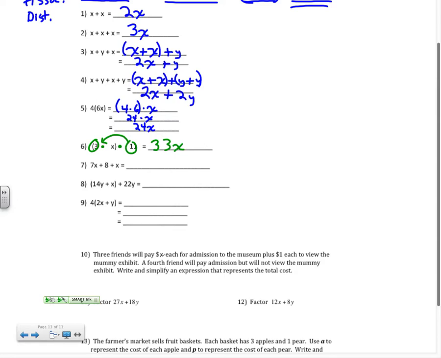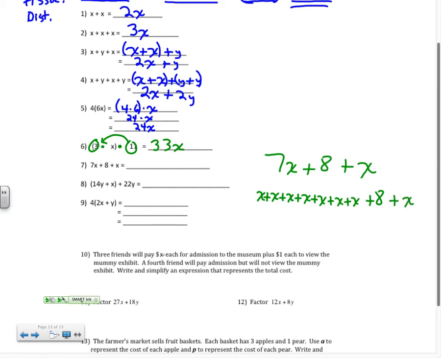The next one, I have a 7x, that's one term. My next term is 8, that's a constant. It's going to stay an 8, plus another x. So if I wanted to draw out what this meant, let me show you what this means. It means I have 7 x's, so I have an x, plus an x, plus an x, plus an x, plus an x, 1, 2, 3, 4, 5, plus an x, plus an x. That's what 7 x's means. Plus I have that 8, which is just an 8. There's no x attached. Plus I have another x.